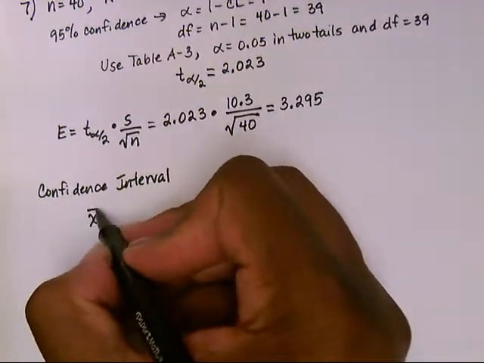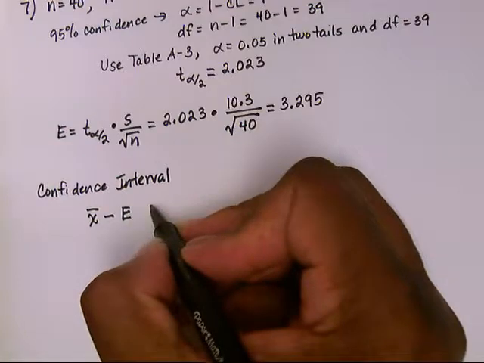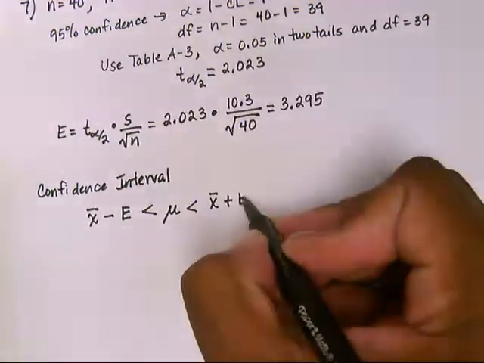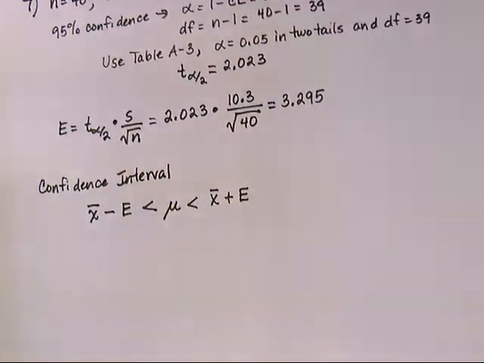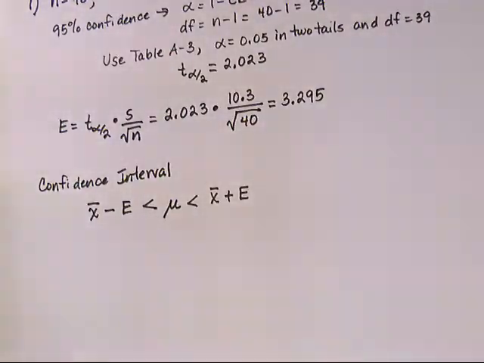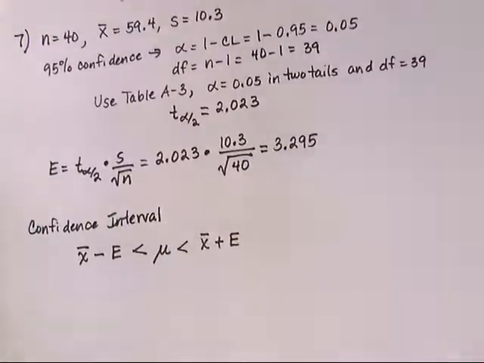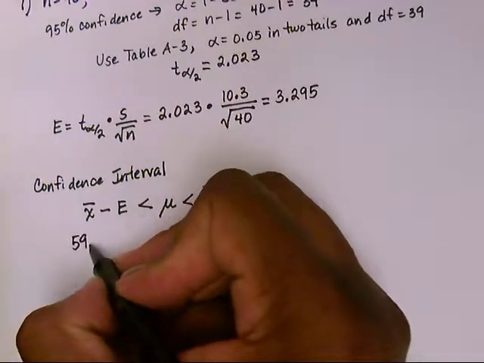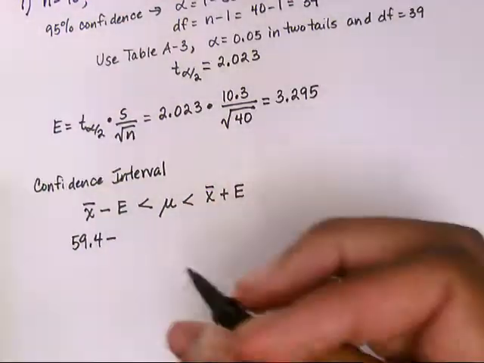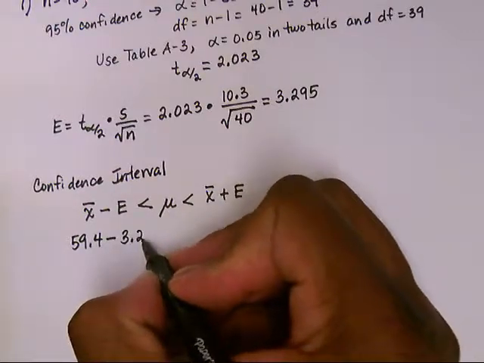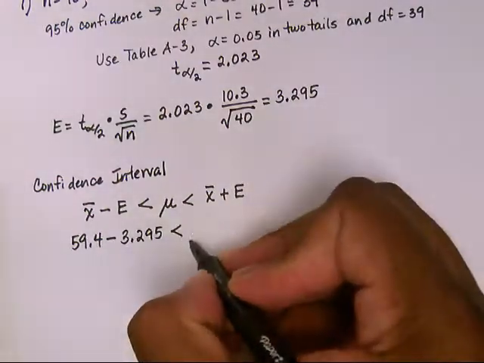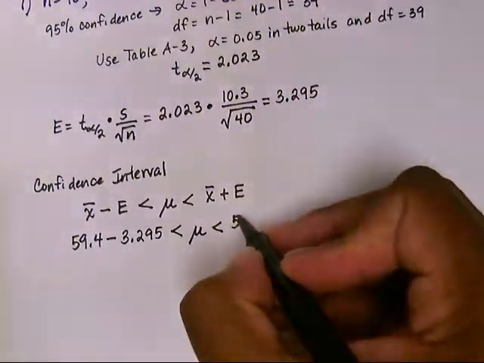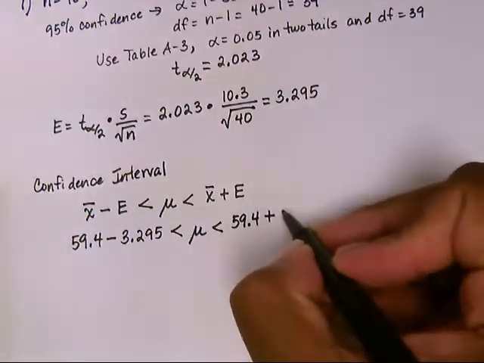So that confidence interval will be x bar minus e, and that's less than mu, and less than x bar plus e. That's the confidence interval for a population mean. Now x bar was 59.4. Minus the margin of error, that's 3.295. Then that's less than mu, and less than x bar and e are still the same, but they'll be separated by a plus sign.